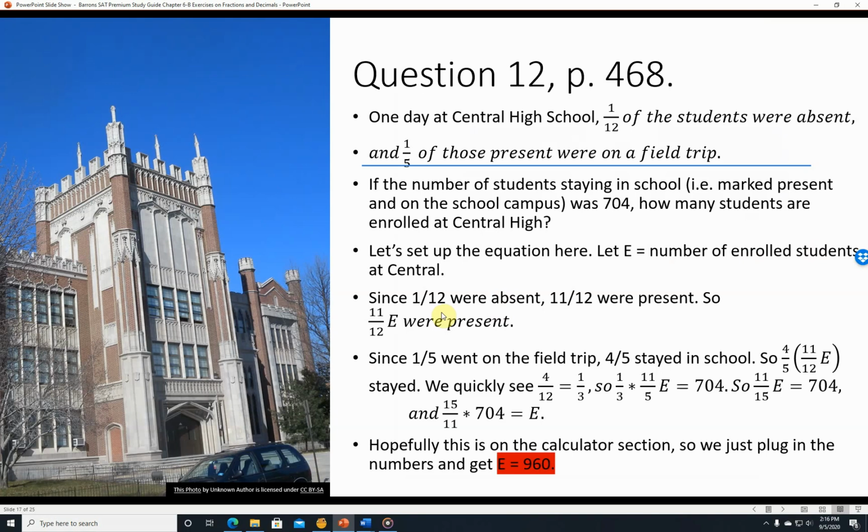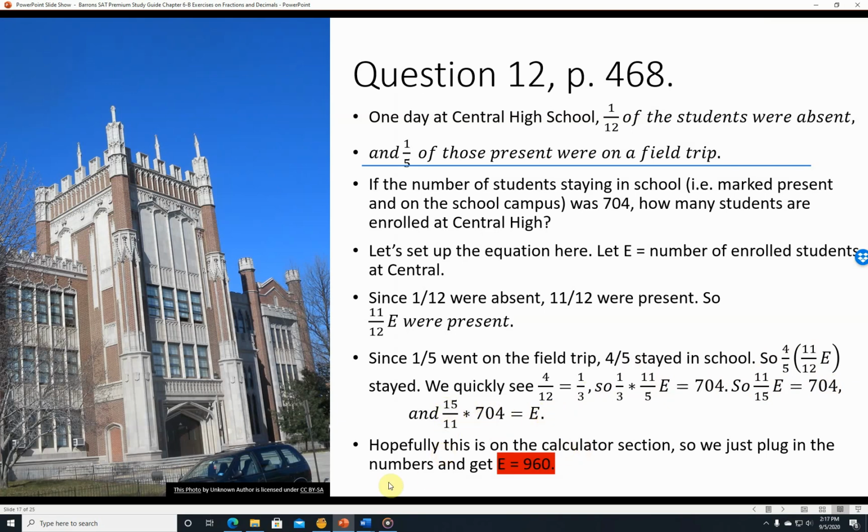So if 1/12 were absent, 11/12 were present. So 11/12 over E were present. So since 1/5 went on a field trip, 4/5 stayed in school. So 4/5 times 11/12 E equals the number who stayed. We quickly see that 4/12 is equal to 1/3, because you have a 4 on the top and a 12 on the bottom. So we have 1/3, and then there's 11 and the 5 on the top and the bottom. So 1/3 times 11/5 E equals 704. 11/15 times E is 704, and 15/11 times 704 equals E.